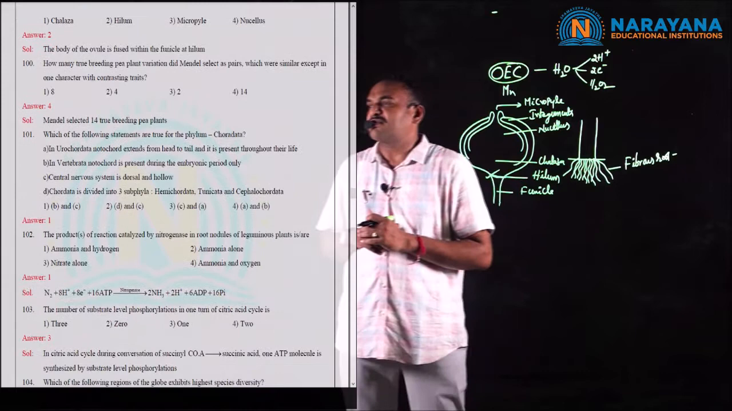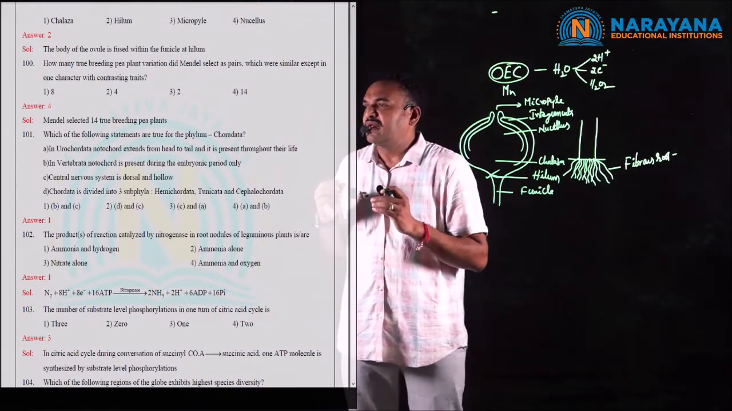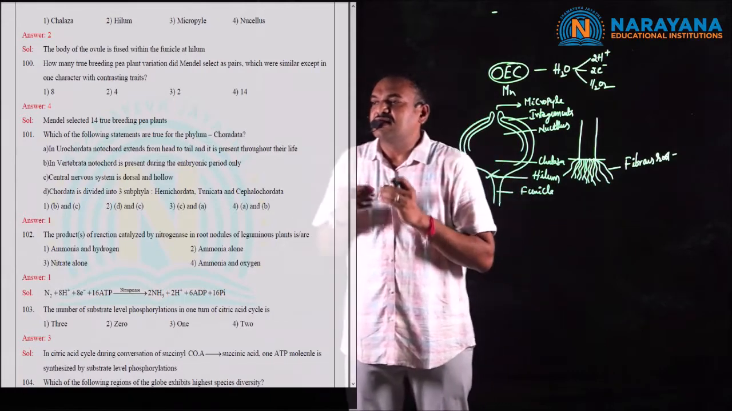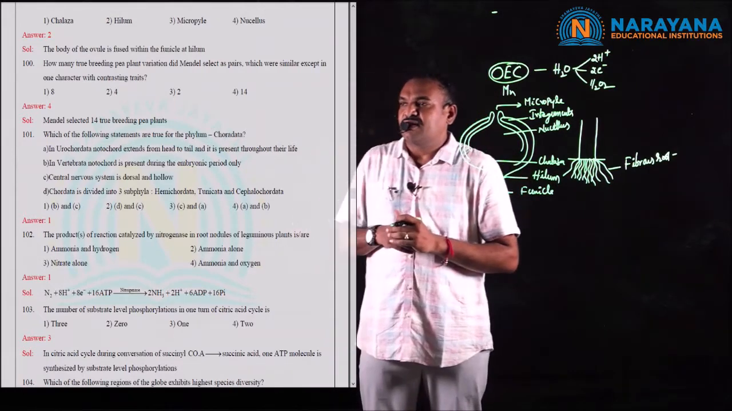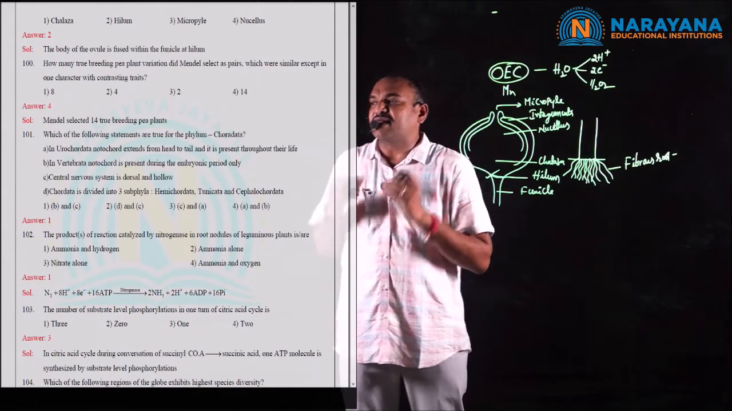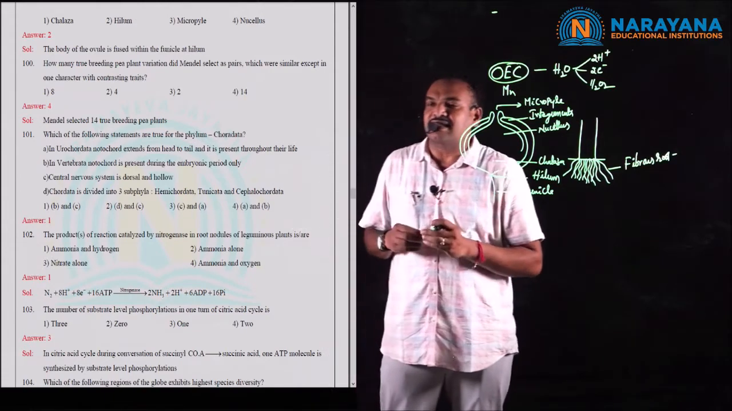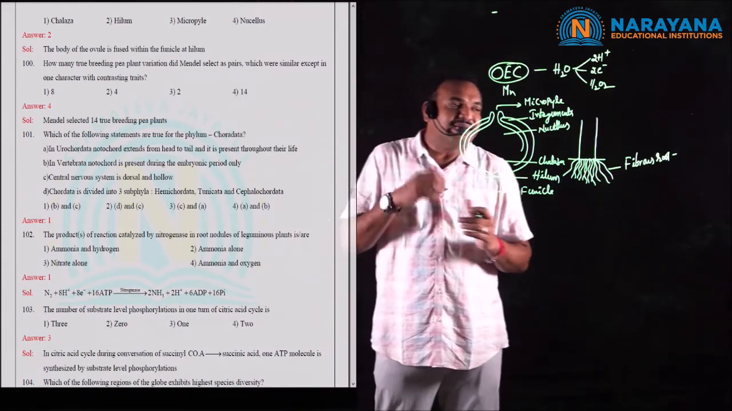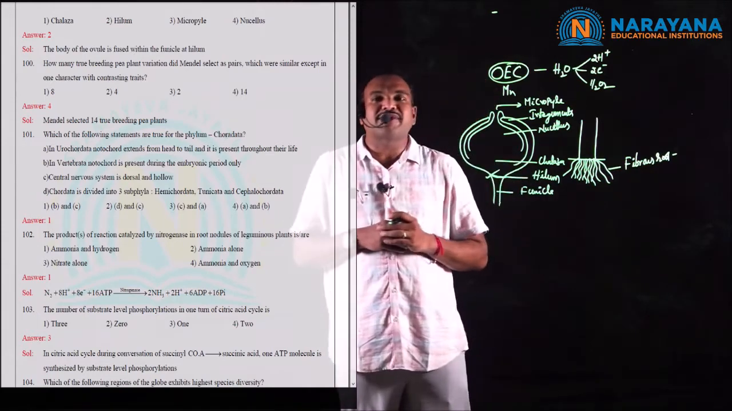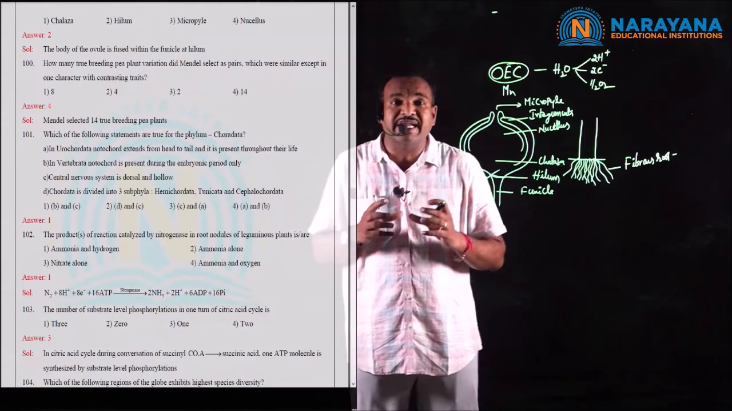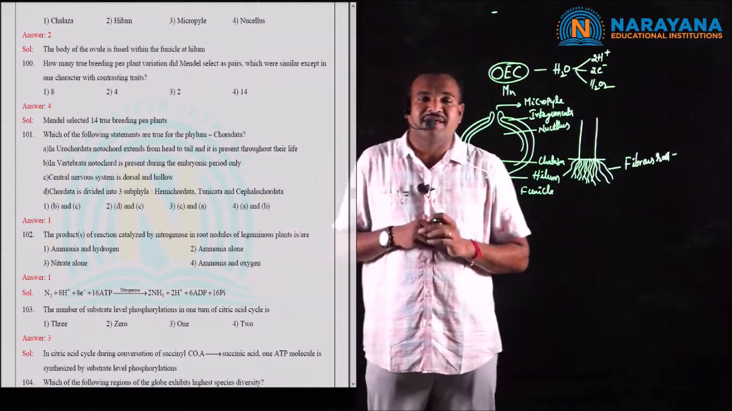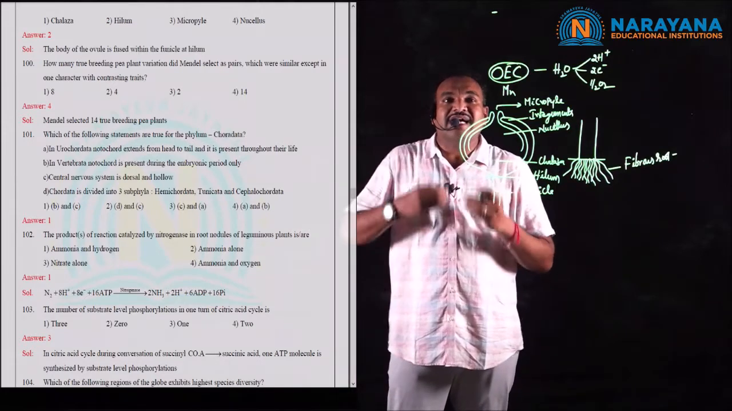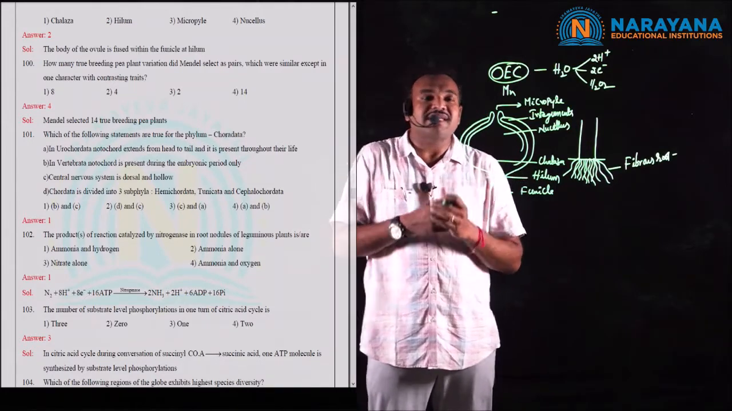So if you observe question number 100, how many true breeding pea plant varieties did Mendel select as pairs, which were similar except in one character with contrasting traits? So if you observed, Mendel selected 14 types of true breeding lines. If the question is regarding how many pairs or how many traits selected by Mendel, means 7 traits or 7 pairs of contrasting traits.